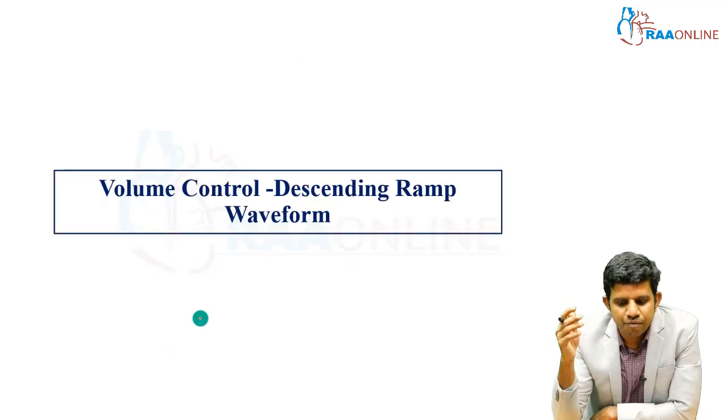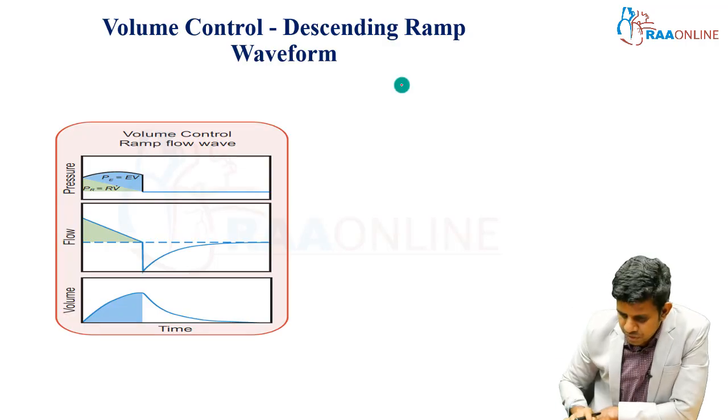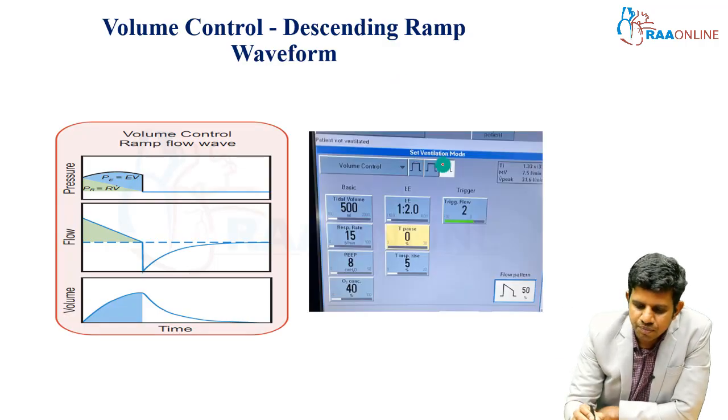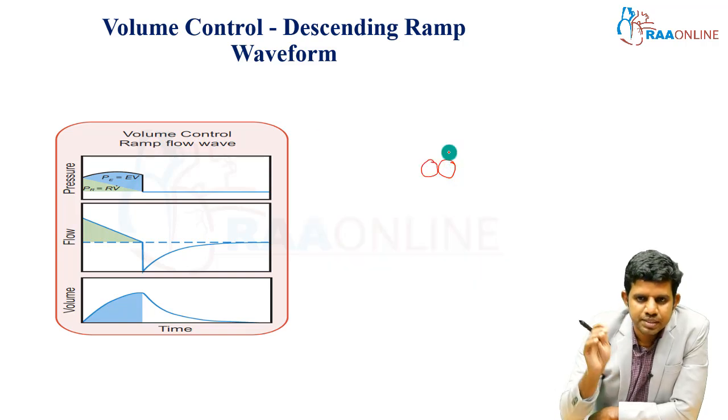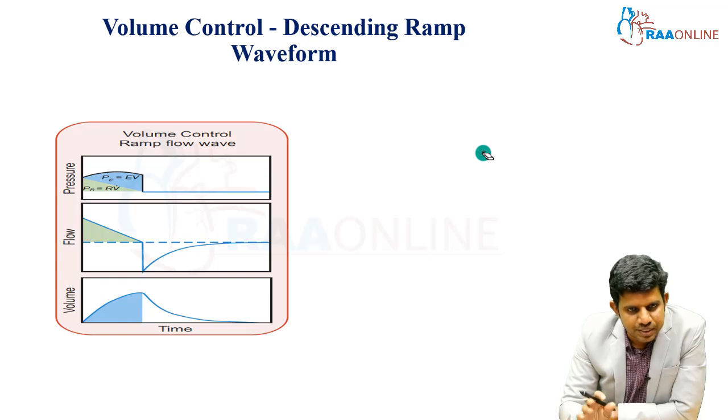So next is the volume controlled descending ramp waveform. In volume control mode, when you are switching the ventilator modes, options will be given. This is the constant square flow waveform. This is the descending ramp waveform. You can select either waveform. If it is a descending ramp waveform, the same volume control applies: the volume will be constant. The flow won't change based on resistance and compliance because in volume control, the volume is an independent variable.